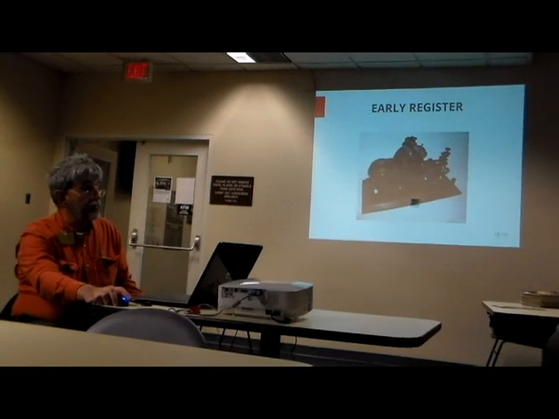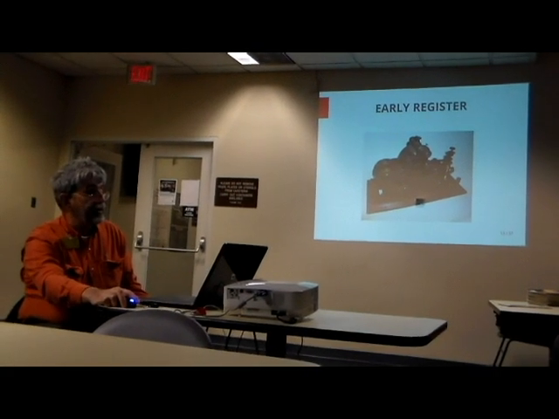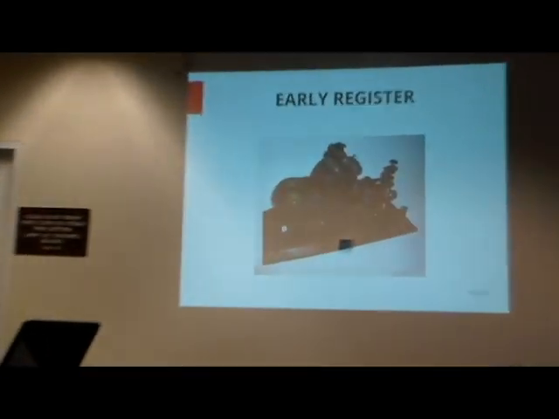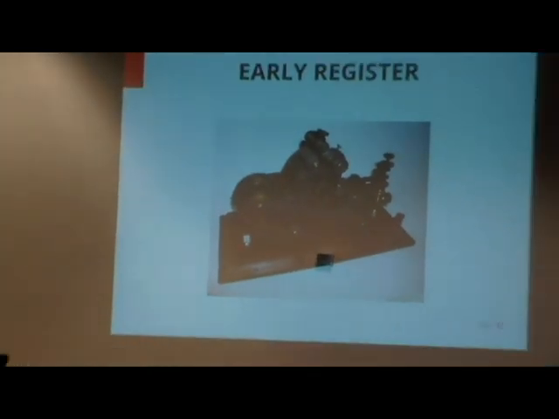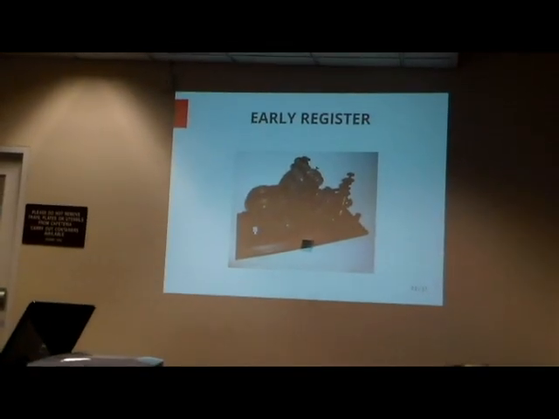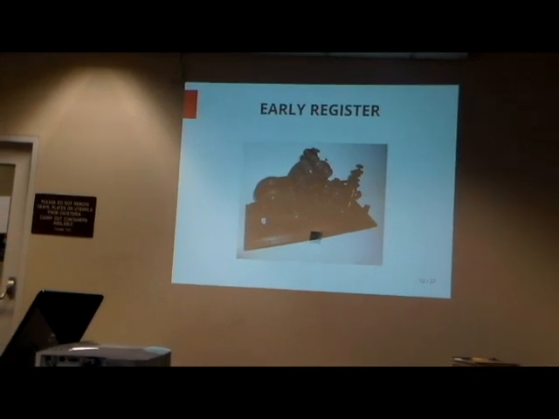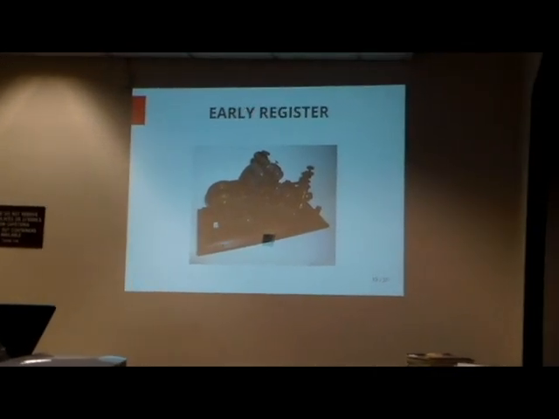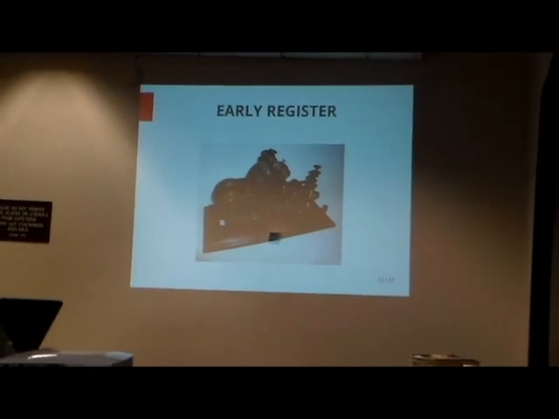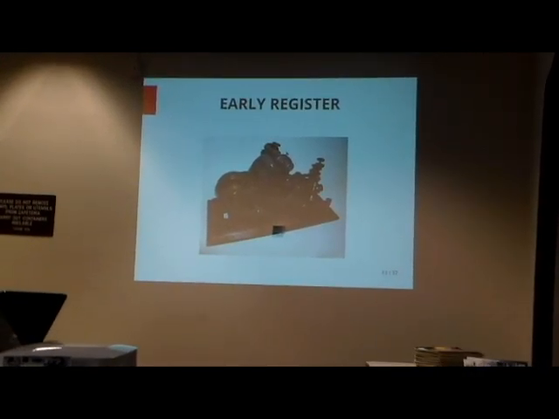Now this is one of the earlier registers. Notice this hole right here in its base. Can everybody see that? What that's for is the weight and the cord that supports the weight that kept the register running. The register was a clockwork mechanism that did only one thing. It moved a paper tape at an even rate once it started rolling.